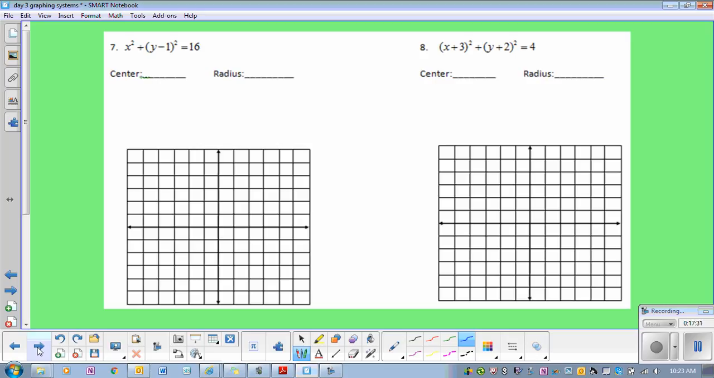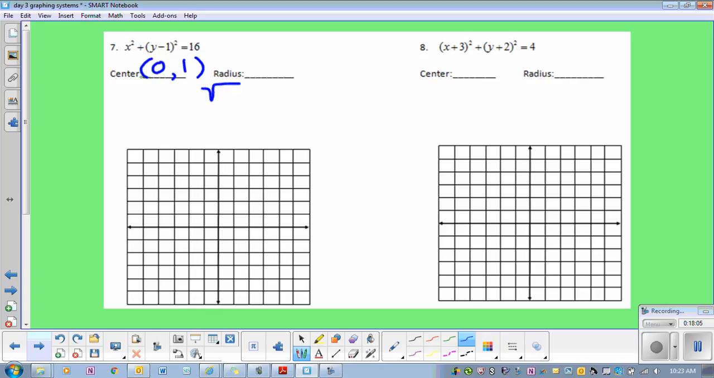All right, so number 7. So for our center, okay, look at your x squared term. Do you have parentheses there with it? There's no number inside parentheses with it, so what number do I get for my x? 0. Look at your y squared. What number is inside the parentheses with the y? -1. Okay, it's -1, so what's the opposite? 1. Good. And then what's my radius?